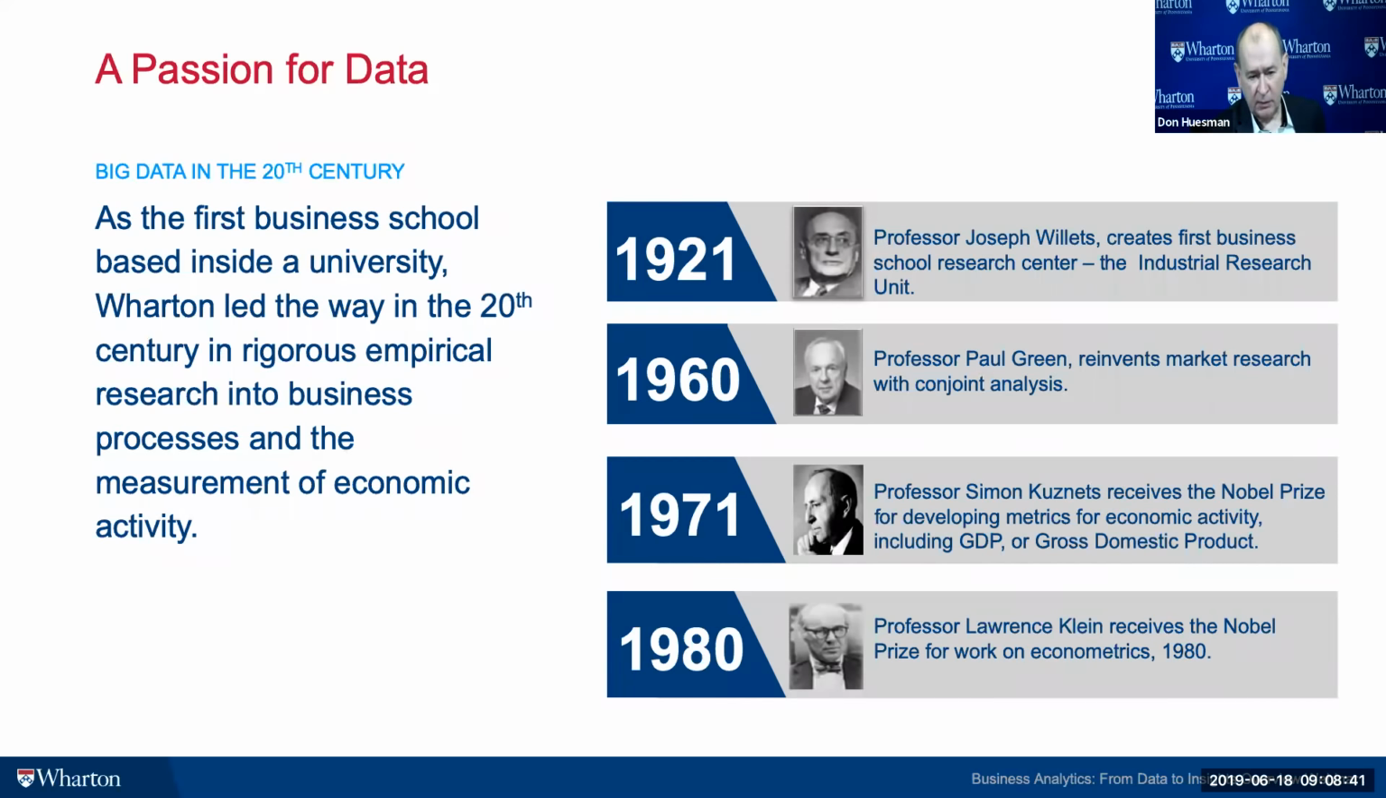So as the 20th century developed and the field of business emerged into specific disciplines, you saw this orientation towards an empirical approach to the study of business show itself in various research efforts here at the school. So Joseph Willits created the very first business school research center, the Industrial Research Unit. That unit is still here. It's now called the Center for Human Resources.